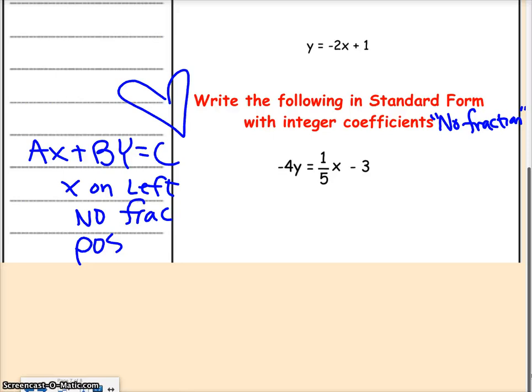Now I don't want to play around with this x right now. I don't like it that much. It makes me feel very overwhelmed and stressed out because it's a fraction. So anytime I feel stuck, I always ask myself, is there something I can do to make it look a little easier? So I know that I can get rid of that 5 to make things look a little bit better. So that turns this to negative 20y equals x minus 15.